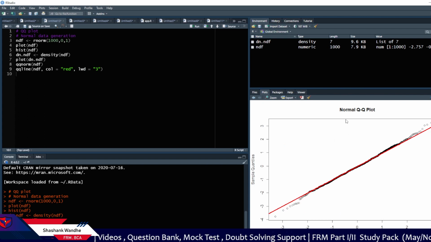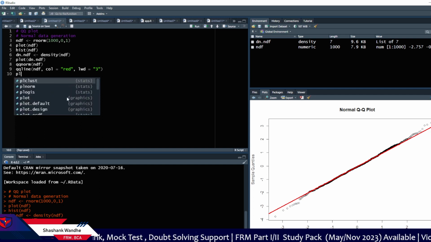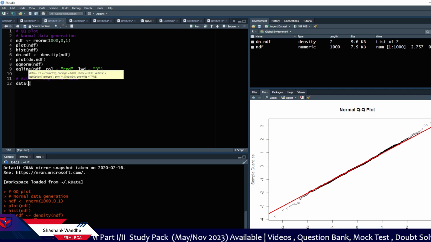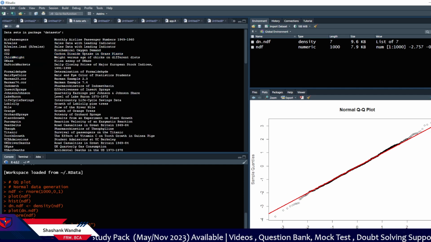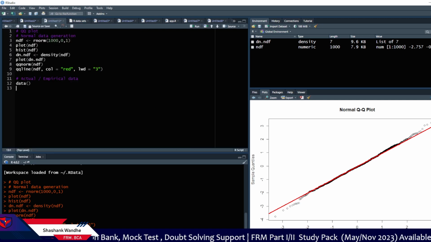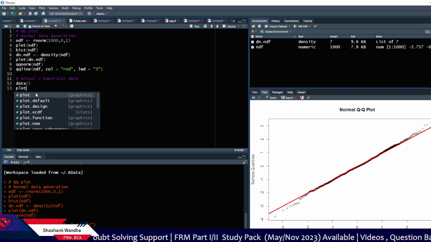Okay, now let's see the actual data. Now we will compare this with actual empirical data, and for this we'll need some data. Let me check the data set, some good data set. Here we can use, say, Johnson & Johnson, which provides quarterly earnings, but this is time series data. Or we can also go with the plant growth. Plant growth provides cross-sectional data. Now let's see how the plant growth data looks.